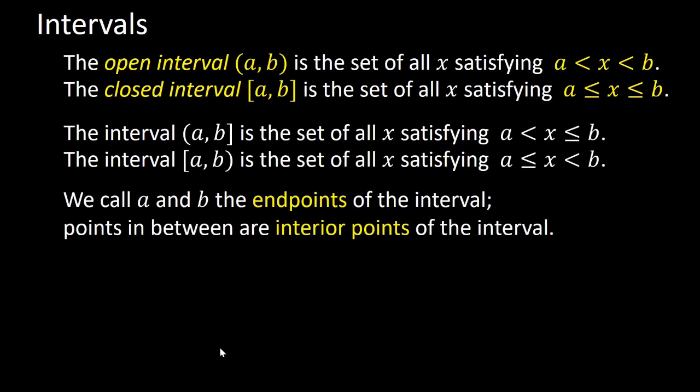In talking about an interval AB, we call A and B the endpoints of the interval. All the numbers in between are called the interior points of the interval. And notice, by the way, anytime we talk about an interval AB, we're only allowing A to be less than B. If you talk about an interval 7, 3, for example, the interval from 7 to 3 is empty. There are no numbers in such a thing. There are no numbers that are bigger than 7 and less than 3.